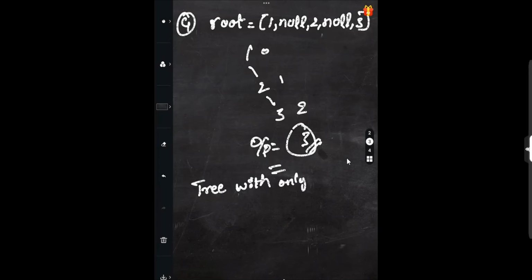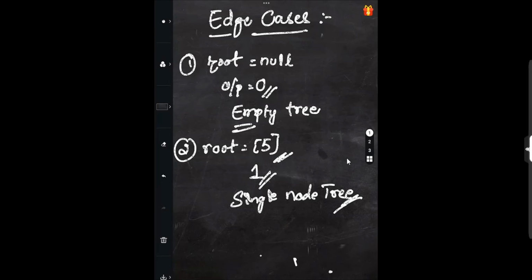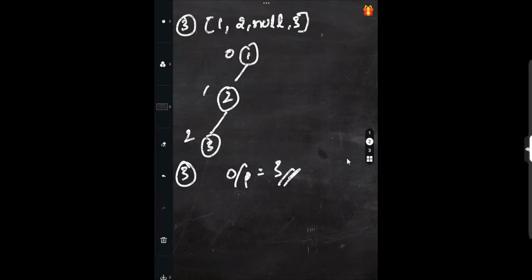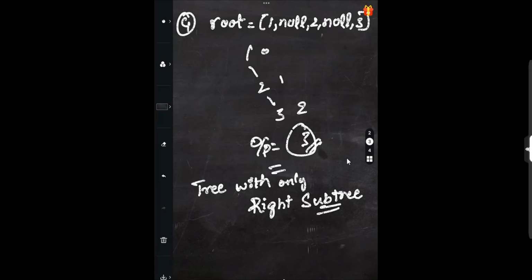With only right subtree. So these are the 4 edge cases that we need to consider. First one is empty tree. Second one is for the single node tree. Third one is for the tree with only left subtree, right? So I didn't write here. This is fine. Tree with only left subtree. This is fine. And the final one was for the tree with only right subtree. I hope all the edge cases are clear.